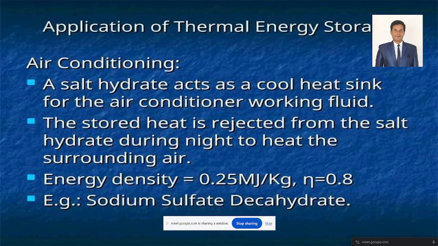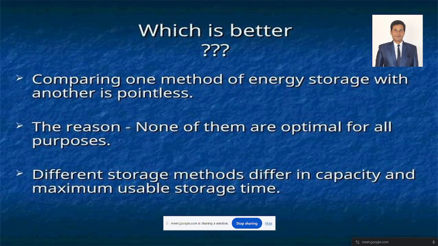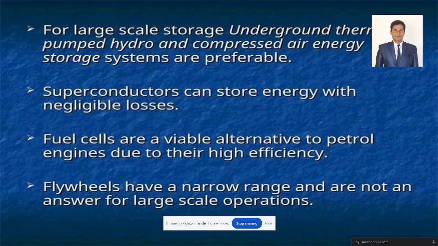These are applications of thermal energy storage. All right, when you talk about which is better, we should think about different ways of energy storage. The reason is that we have to think about storage methods in different capacity ranges and the maximal usage of that storage time, right? These are the things we have to look after. Superconducting can store energy with negligible losses. Fuel cells also we have, which are an alternative to petrol engines due to their high efficiency. Flywheels also we have, with a narrow range, and not suited for longer-scale operations, right?